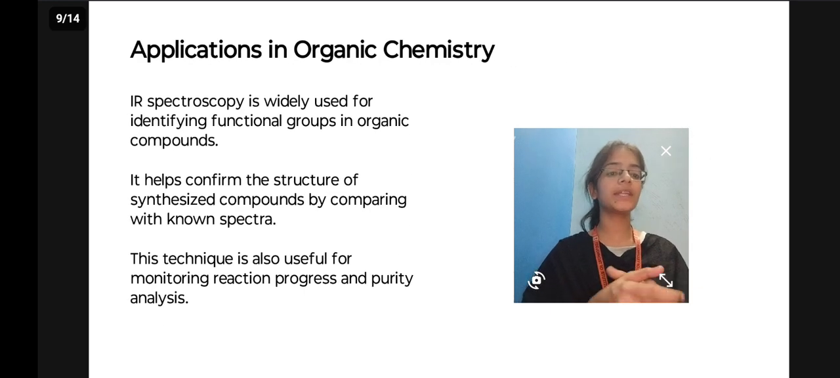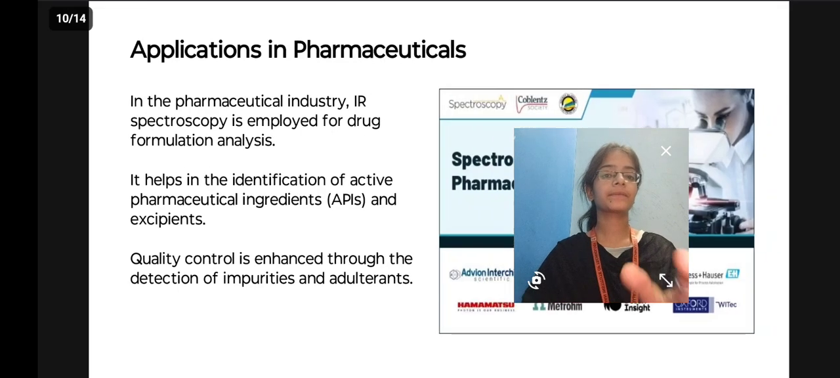Applications in organic chemistry. IR spectroscopy is widely used for identifying functional groups in organic compounds. It helps confirm the structure of synthesized compounds by comparing with known spectra. This technique is also useful for monitoring reaction progress and purity analysis.